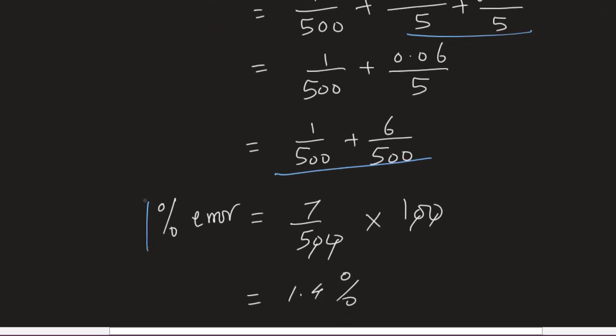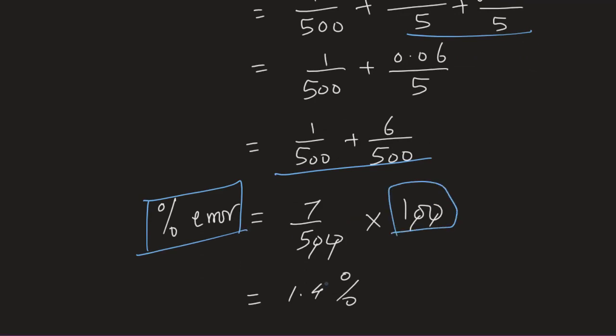Now we have to calculate this error in the percentage. That's why we have to multiply by 100. And once we do that, what we get is the final answer is 1.4%. So the error in the Young's modulus, percentage error in the Young's modulus will be 1.4%.